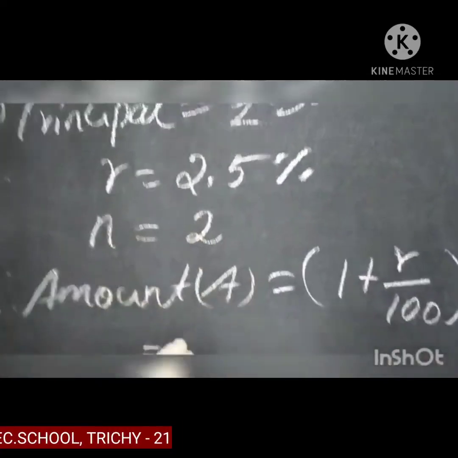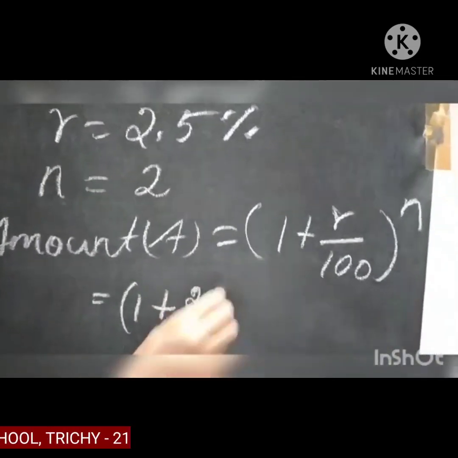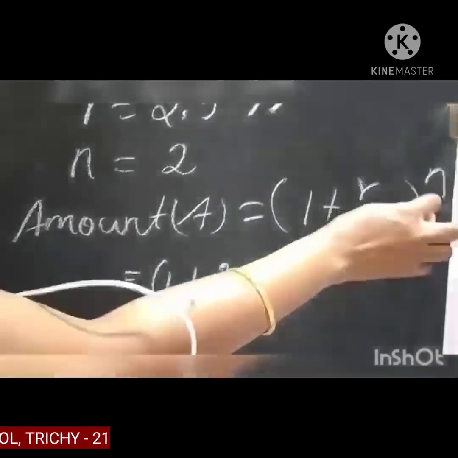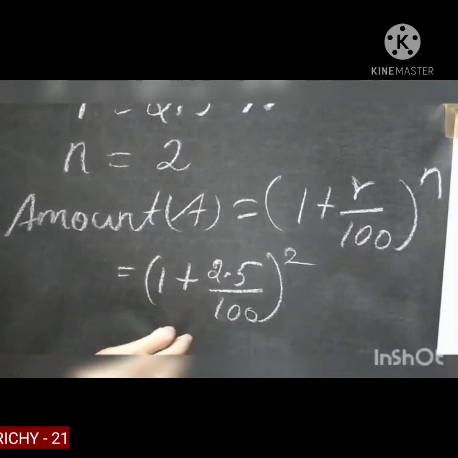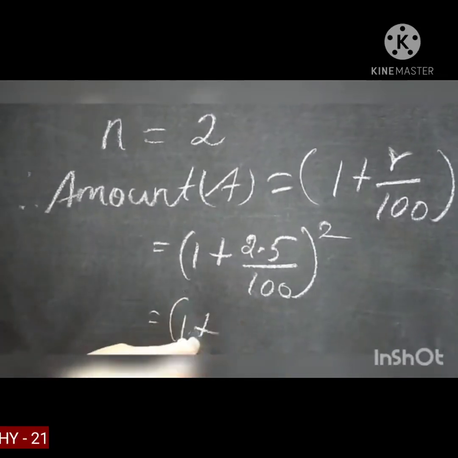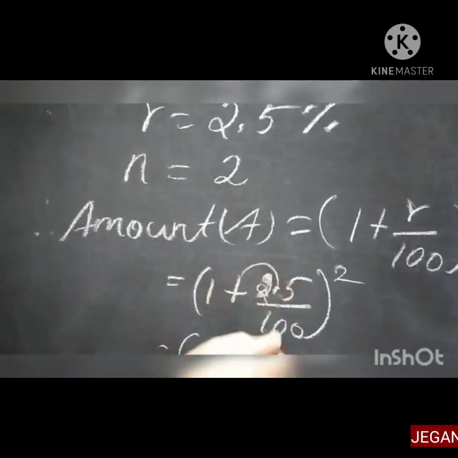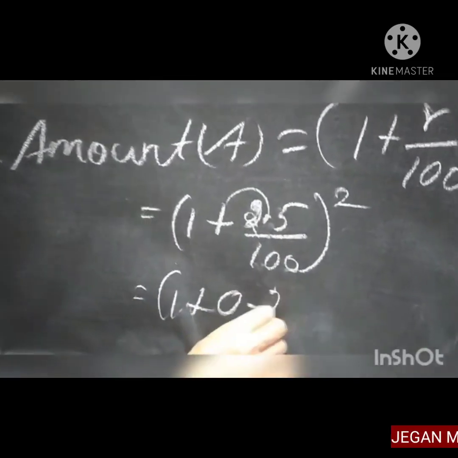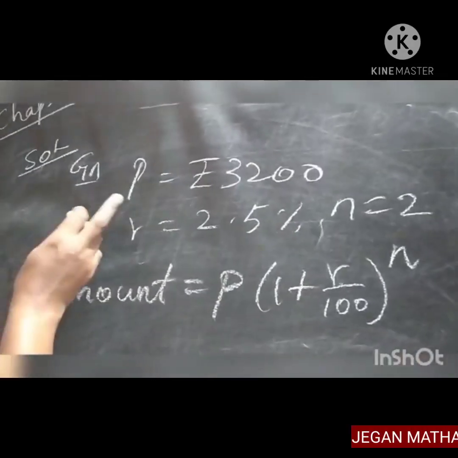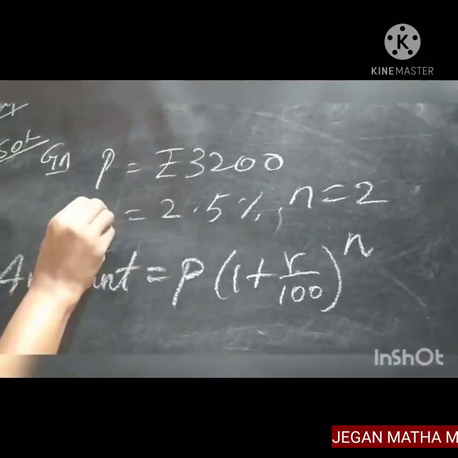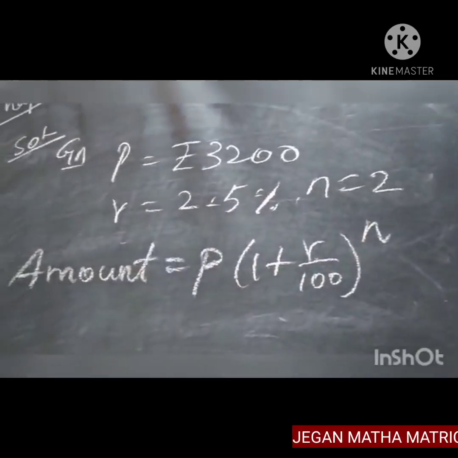So apply the values here: 1 plus, for r, 2.5 by 100, the whole power n, here 2 years. Now here 2.5 divided by 100 means the decimal point moves back 2 digits, that is 0.025, the whole square. Now what is given: principal amount rupees 3200, rate of interest 2.5 percent, number of years 2 years, that is given in the sum.